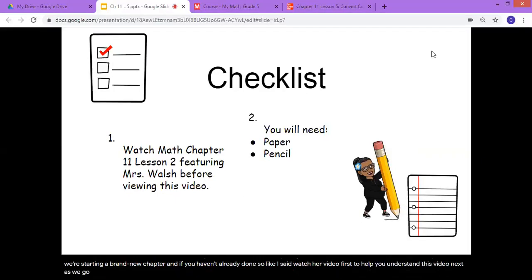Next, as we go through this lesson, you will need paper and pencil, right? It's not just me talking to you. You need to actually do the math as we go along.